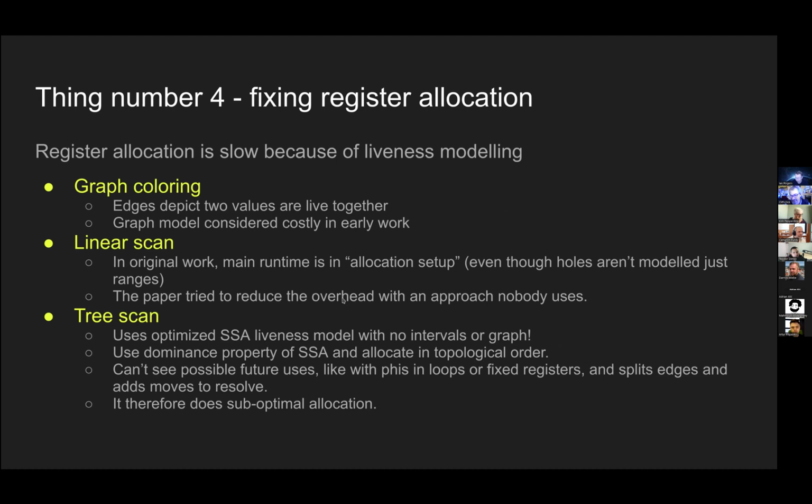So we've got register allocation. People should be familiar with graph coloring and linear scan. It's a compiler coffee club. Come on. Yeah, we're familiar. Tree scan is more obscure. So tree scan is, compared to graph coloring and linear scan, a new register allocator.